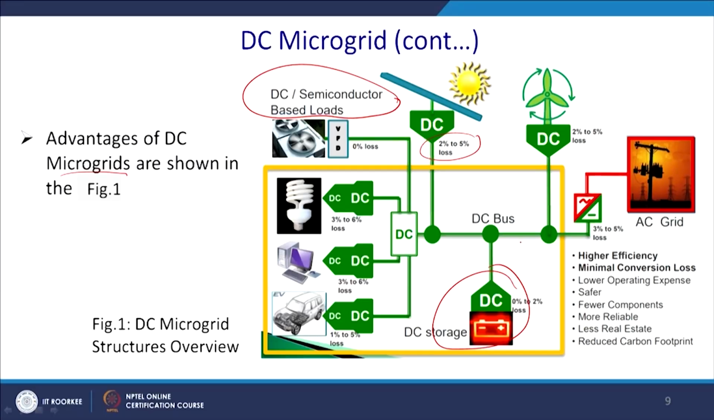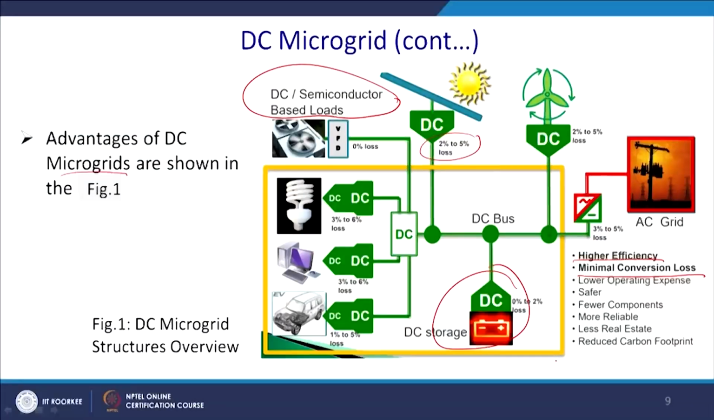What is the cause for going for the DC? One is higher efficiency, and you have seen that different kinds of reactive power, real power flow have to be controlled. There are many issues, frequency, drooping, all those issues come into the picture. Minimal conversion loss, we can see that this is the active rectifier, loss is just 3 to 5%. Lower operating expenses, because you can actually get rid of bulky transformers and transmission lines.